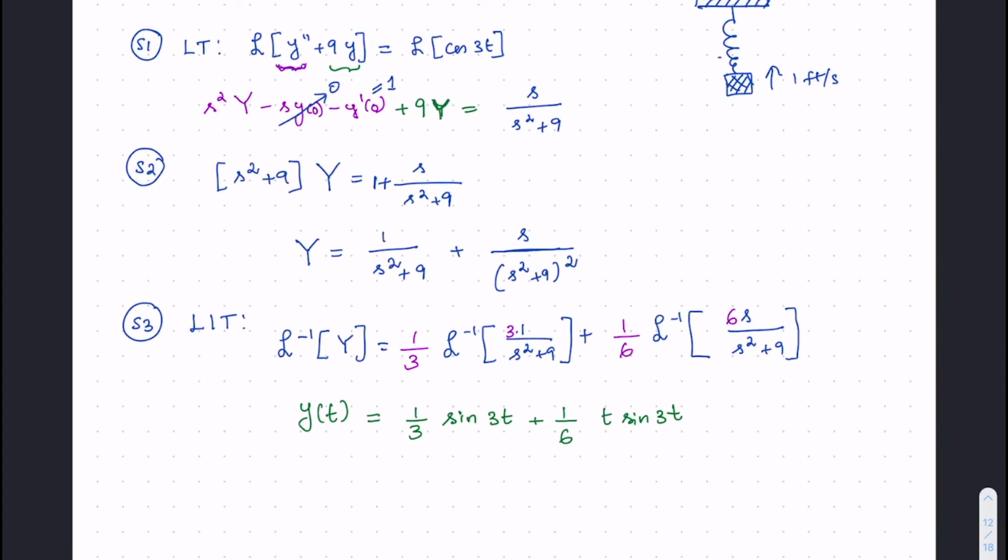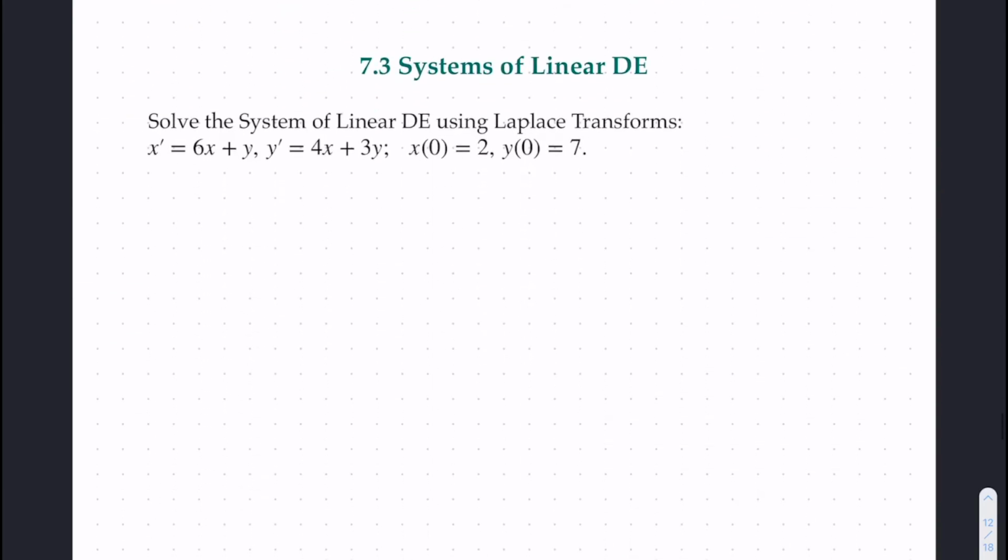So I'll stop the video right here. In the next video we'll see how to use the Laplace transform to solve more differential equations. In the next video we're going to take a look at solving systems of linear differential equations, and then we will do more.